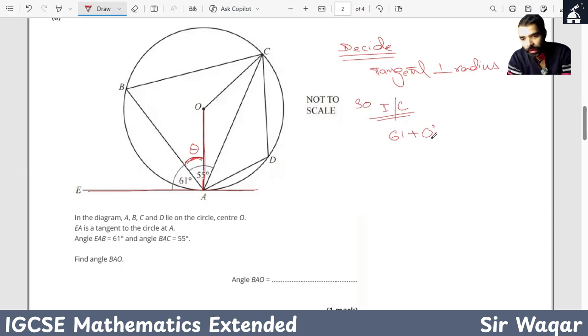So 61 plus theta is the angle between the radius OA and the tangent EA, and they are perpendicular, so it will be equal to 90 degrees. This way we can find theta, which is 90 minus 61, which will be 29 degrees. Is theta the required angle BAO? Yes. So angle BAO is 29 degrees.